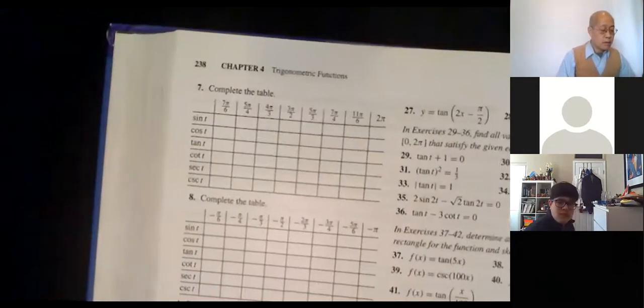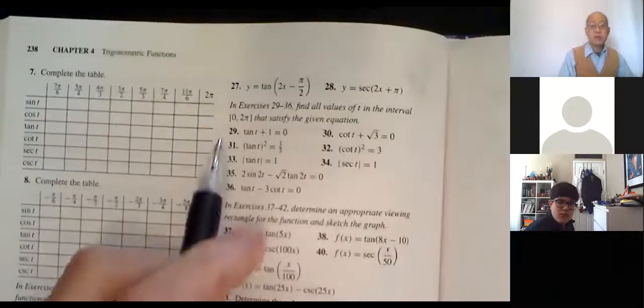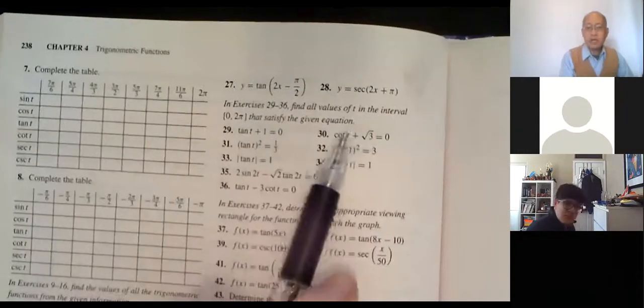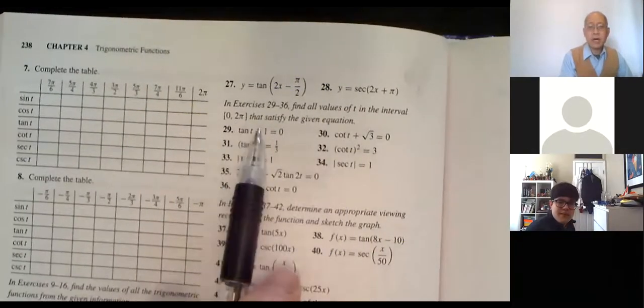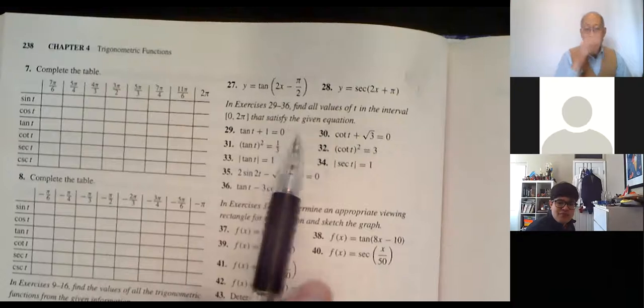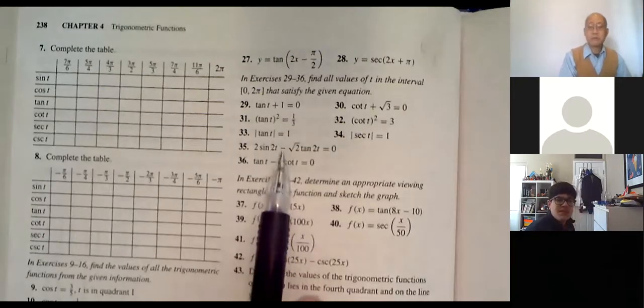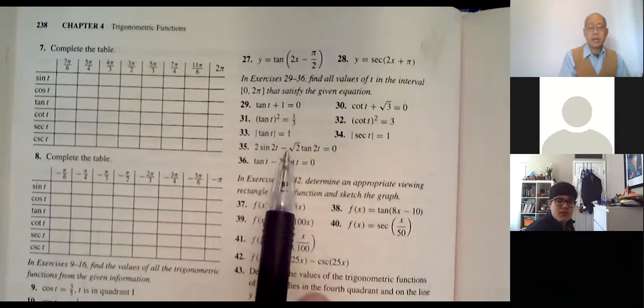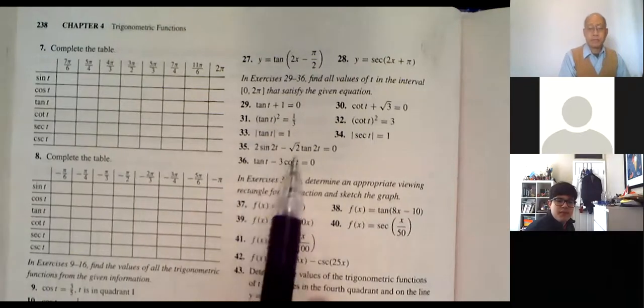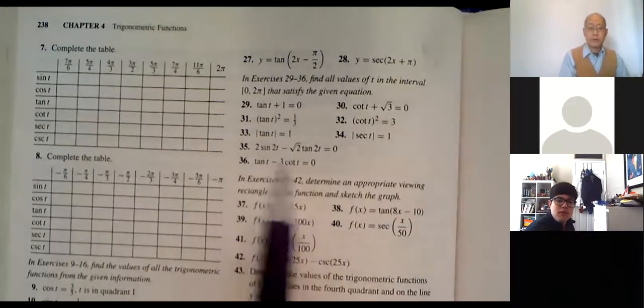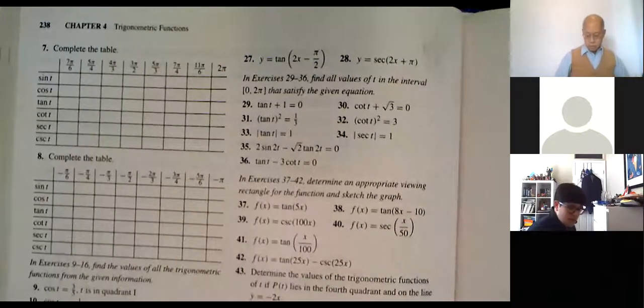All right. Then find all values of t in the interval from 0 to 2 pi that satisfy the given equation. Okay, so I'll do some of these, and then believe it or not, I'm already done, folks. And if you want to ask me questions, you may, but I don't have to if you don't want to. So I'll do some of these.